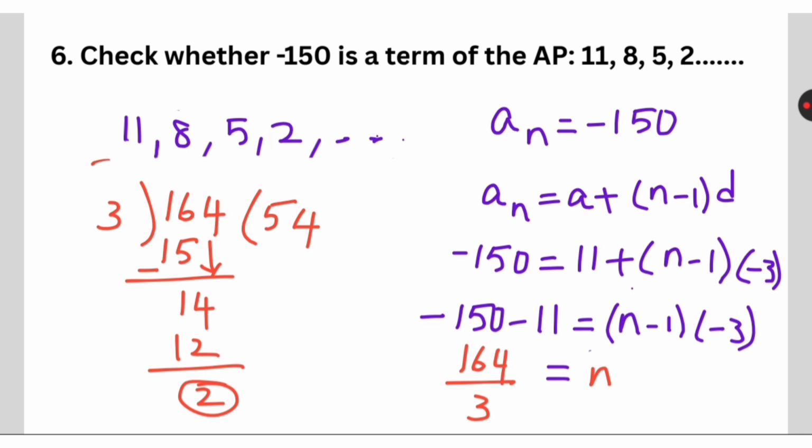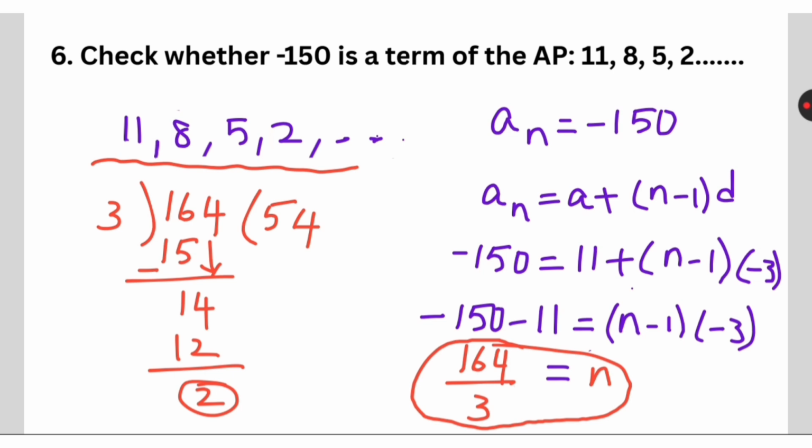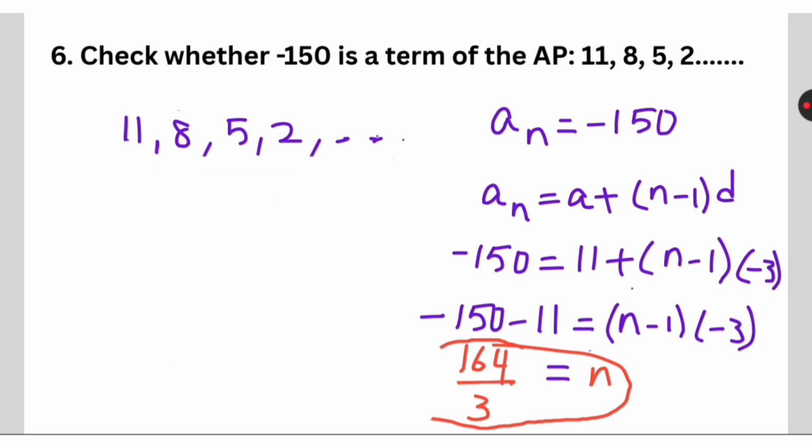Here the arithmetic progression is in the form of integers, not fractions, but our n value we are getting in fraction form. That's why minus 150 is not a term of the arithmetic progression. So you should write that minus 150 does not exist in this arithmetic progression. The answer is no. Let's go to the 7th question.